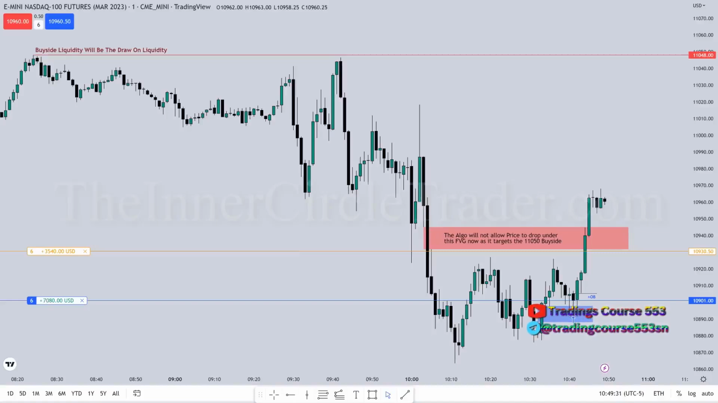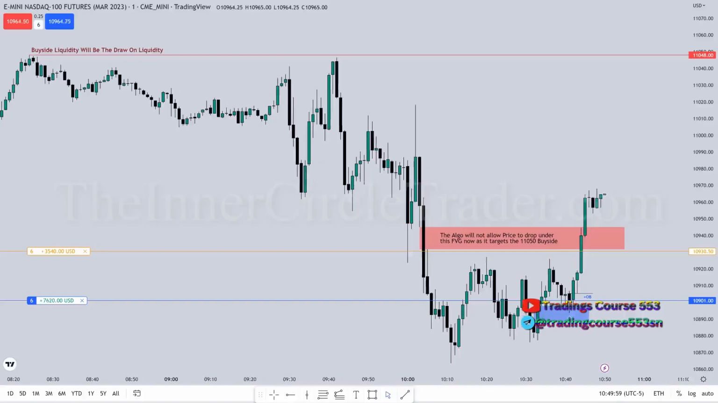And the reason why is because it's already repriced and it's aggressively going to attack what? Those buy stops above those equal highs at 11,048. So 11,050, that's where I'm anticipating the next draw on liquidity. But there are two targets before we get there, and I'll obviously mention them as we go.